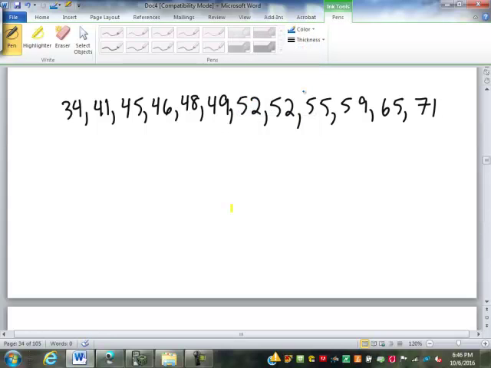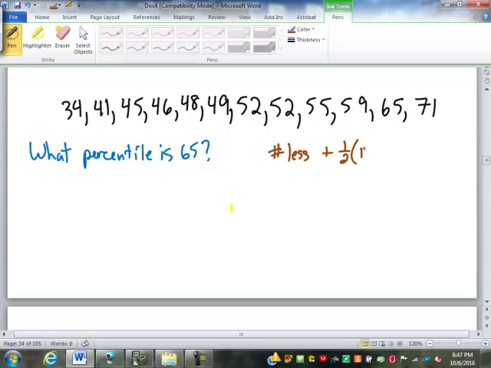So here I have a list of numbers. I want to know what percentile is 65. To find what percentile a number is, we're finding the percent. We're going to look at the number that are less than it plus half the number that are equal to it. That's going to be divided by the total number, or n.